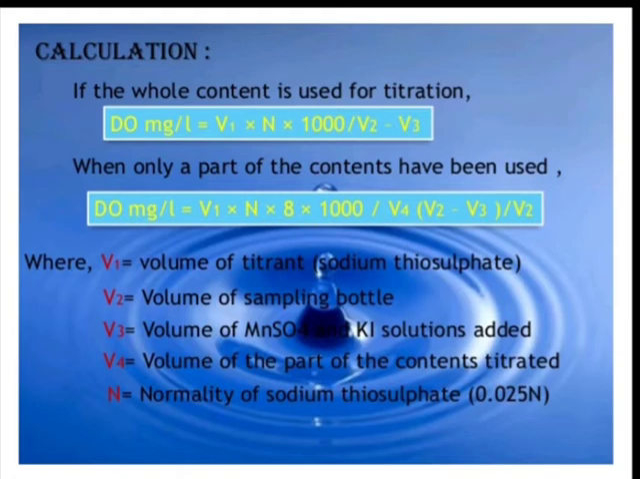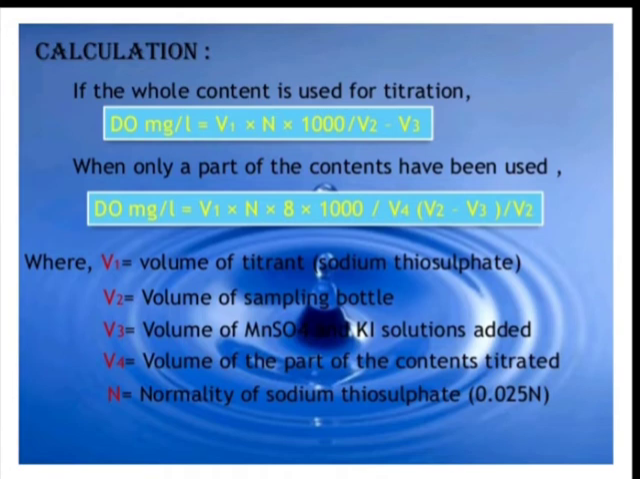Now the calculation. If the whole content is used for the titration, as I have taken the BOD bottle and the sample is taken in this, it will be either 250 ml or 300 ml. If we have taken all 300 ml for the titration, then use this formula, and when you have taken 200 ml or 100 ml, then use this formula. So simply, when we have taken the whole content present in the bottle and it is titrated against the sodium thiosulfate, then use this formula.